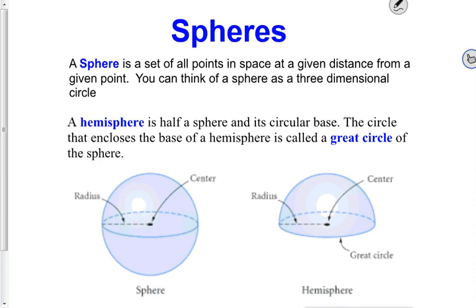Keep in mind the definition of a hemisphere includes the circular base of that hemisphere, shown here in the diagram. This will become important when calculating things like the surface area of a hemisphere. You'll want to be very careful when reading those types of problems to see whether or not the problem is including that great circular base or not.